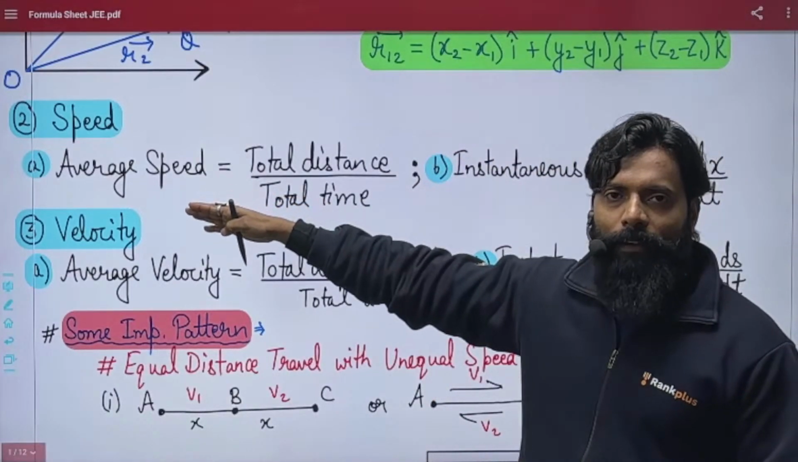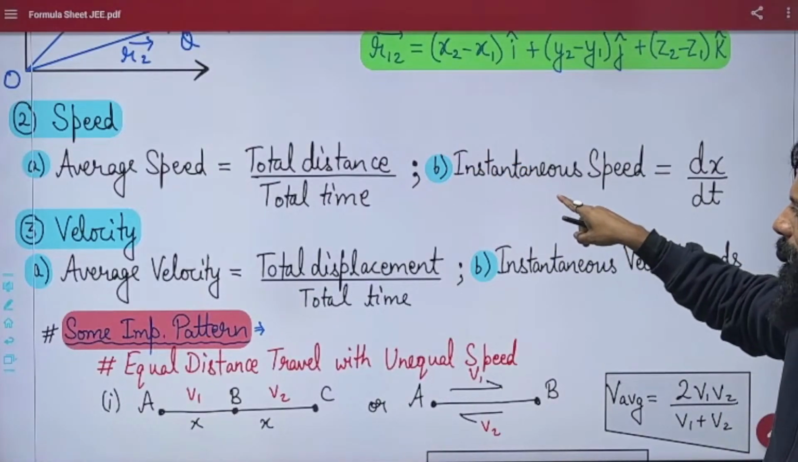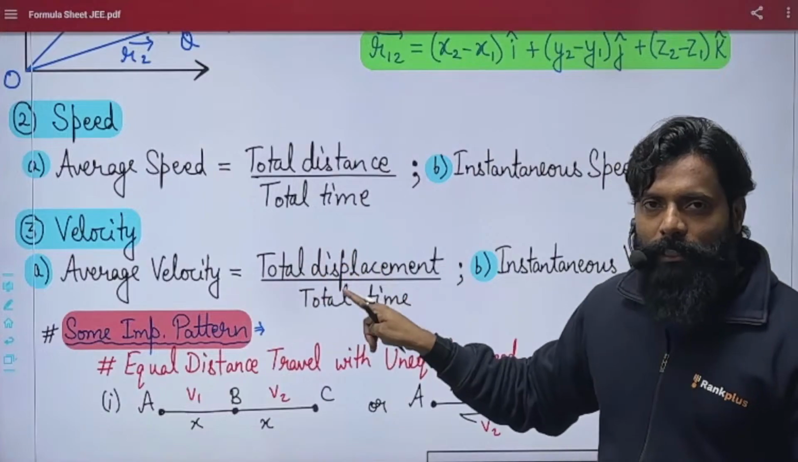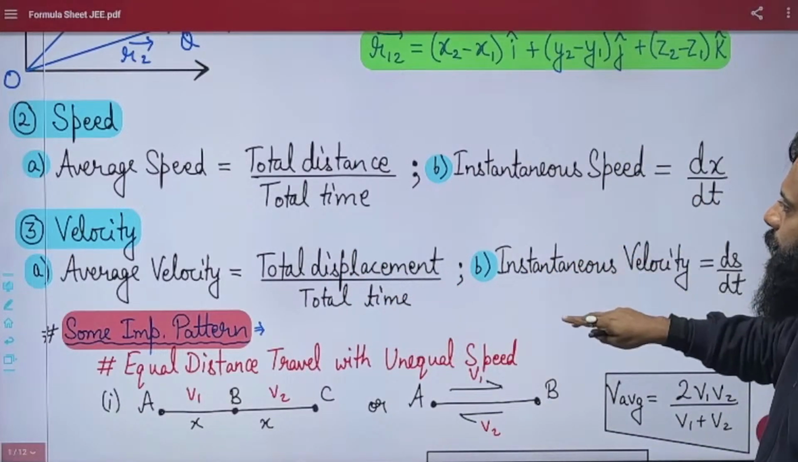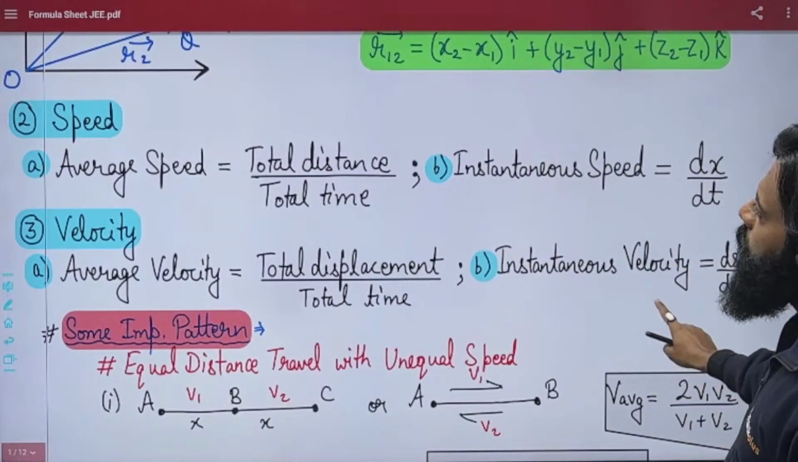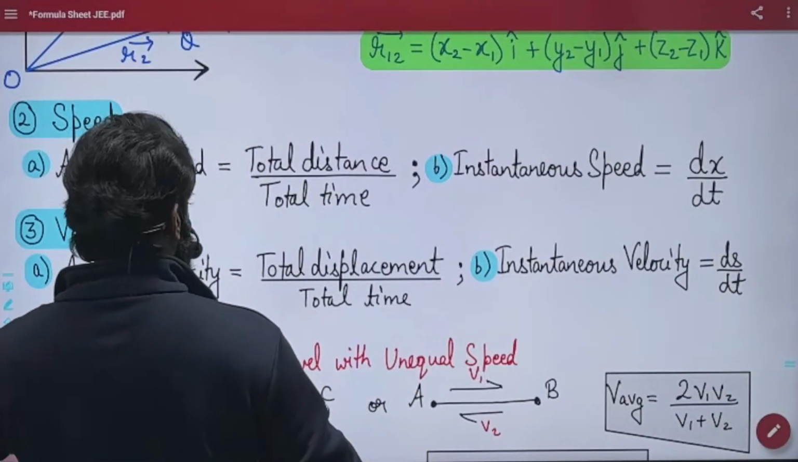For getting the average speed, you have to do total distance divided by total time. And for getting the instantaneous speed, you need to differentiate. To get the average velocity, it is total displacement divided by total time, and for the instantaneous velocity, we need to differentiate. Okay, now let's move.